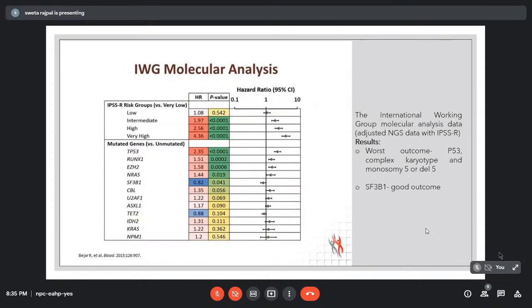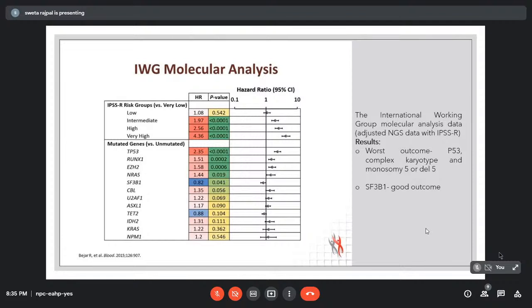So the latest one of the studies that have included the molecular data and compared with the IPSS revised criteria. What they found out is that when we apply the IPSS revised risk groups along with the mutations analyzed with NGS data, P53, complex karyotype, monosomy 5 or deletion 5 are associated with very poor prognosis, and they correlate with the high risk group of IPSS-R.